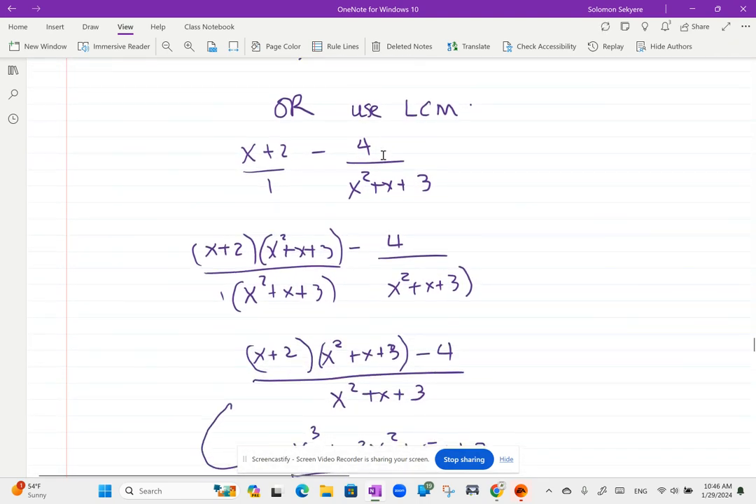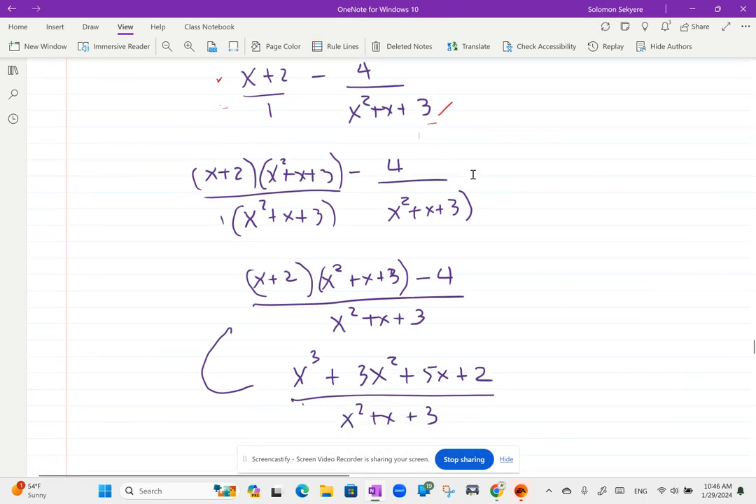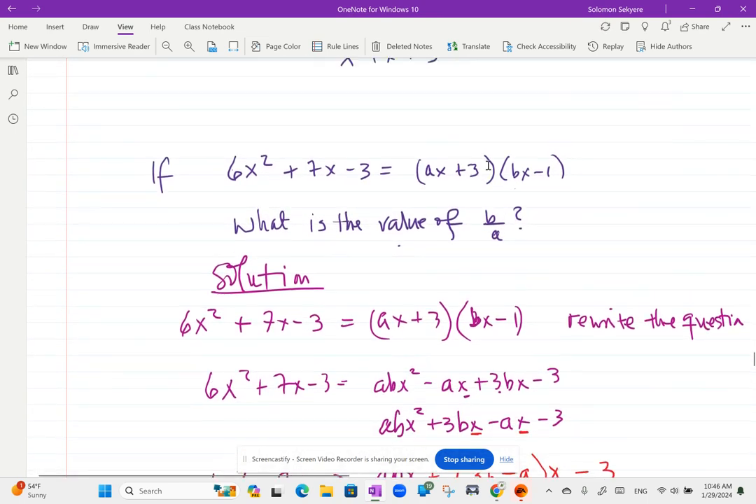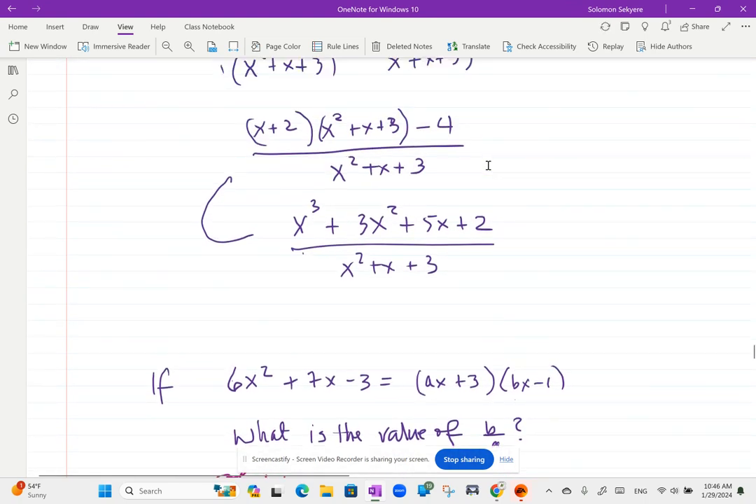You could have said x plus 2 over 1 minus 4 over this, and then you want to have the same denominator. So here you multiply the top and bottom by x squared plus x plus 3, right? Once they have the same denominator, then you can combine the numerator all over the denominator. Correct? Cool? So you got that. Now what about this? Pay attention. You can go back and review it. Make sure you get the same answer.